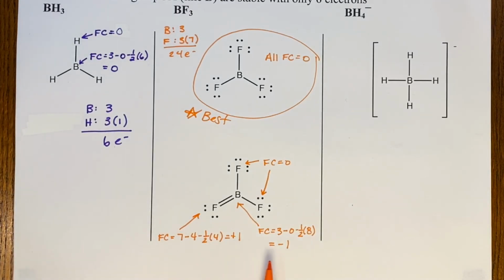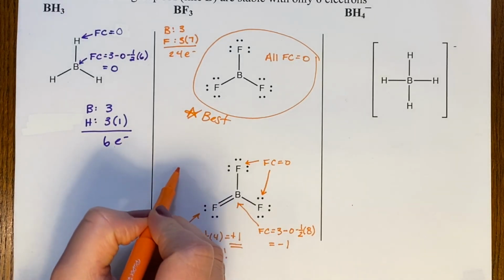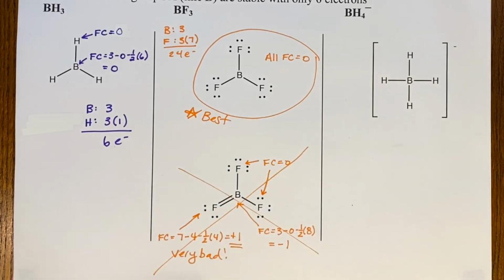When we look at this structure down here, having a fluorine with a formal charge of plus 1 is a huge mistake. Fluorine is the most electronegative element on the entire periodic table, so this is a formal charge that it's not going to be happy with. So this is very bad in the context of a structure. Boron is less electronegative than fluorine, and boron has a formal charge of minus 1 in this structure. So overall, we can conclude that this structure down here is not the best Lewis structure.